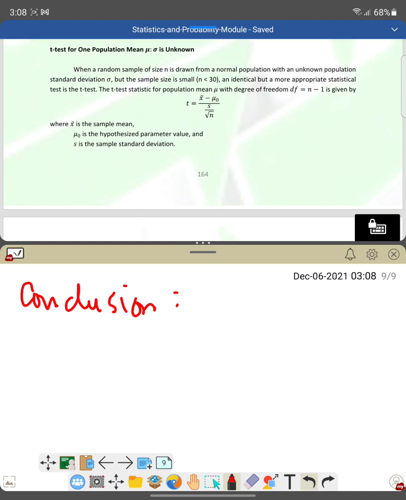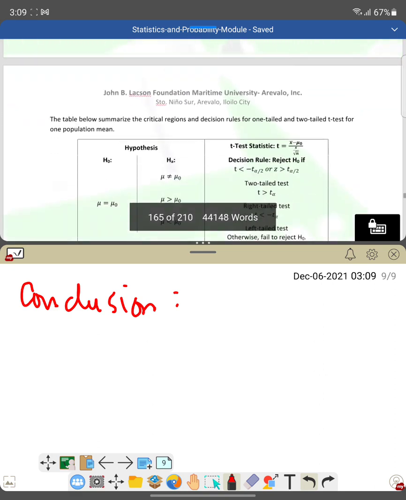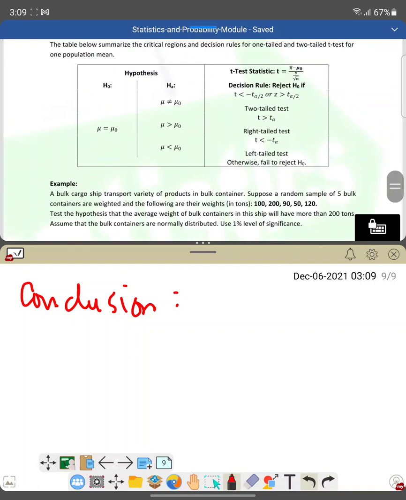So the t-test statistic for a population with degrees of freedom n minus 1 is given by t equals x bar, which is your sample mean, minus the hypothesized population mean, or the given population mean, over s, small letter s, the sample standard deviation, over the square root of the sample size n. Okay, so the same rules apply.